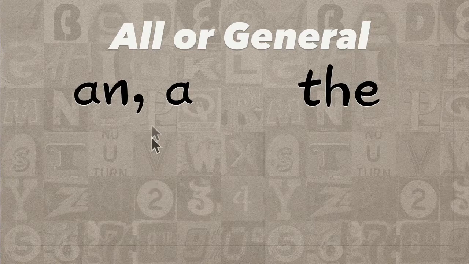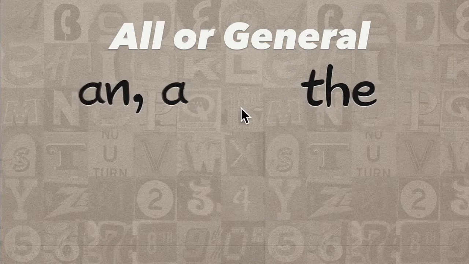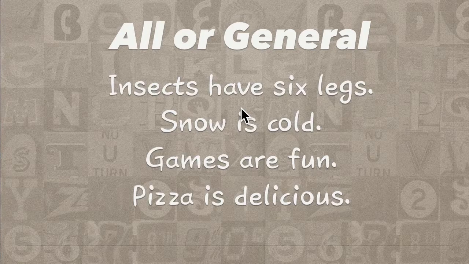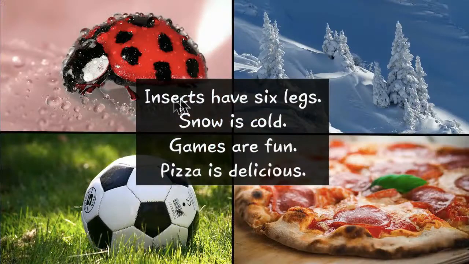Furthermore, when it comes to all of something or generally of something, with an, the, we don't use them. What does that mean? Well, for example, insects, all insects have 6 legs. Sorry guys, spiders are not insects. Those are actually called arachnids. So, all insects have 6 legs.